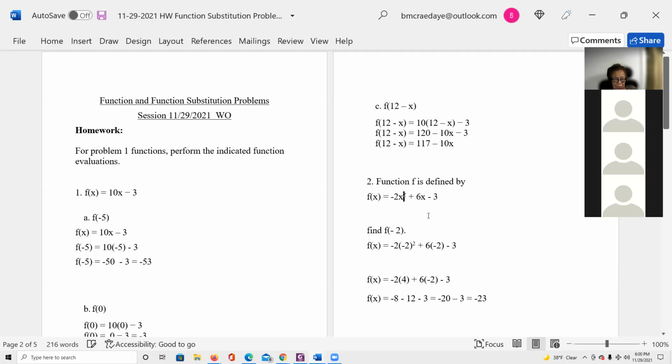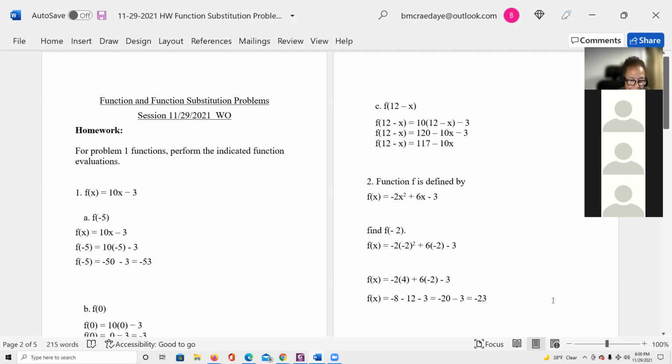Let's bring that over, okay? And you put a minus 2 here. So minus 2 by itself gives you a plus 4. And then you had a 6 times a minus 2. Minus 2 times a plus 4 gives you a minus 8. 6 times a minus 2 is a minus 12. And then you had a minus 3 from the function. So minus 8, minus 12, minus 3, answer minus 23.